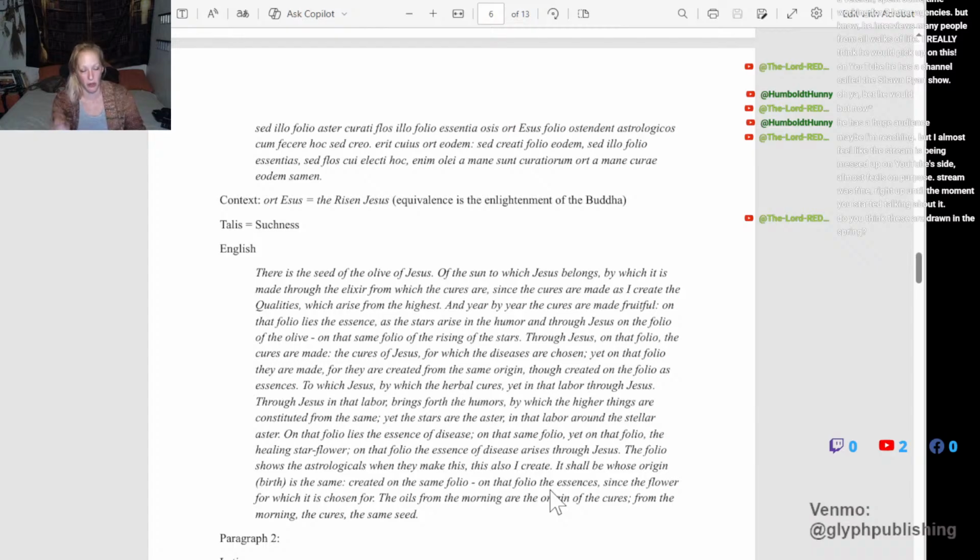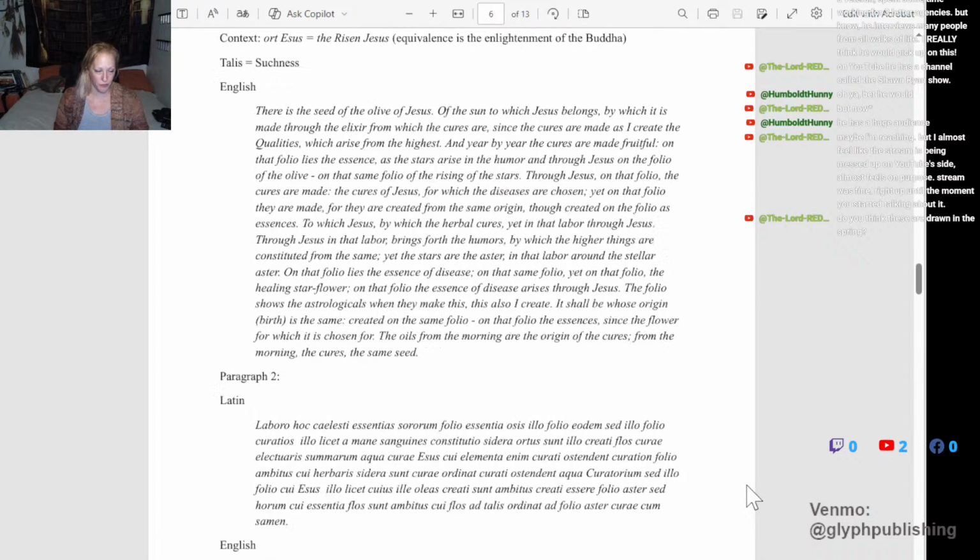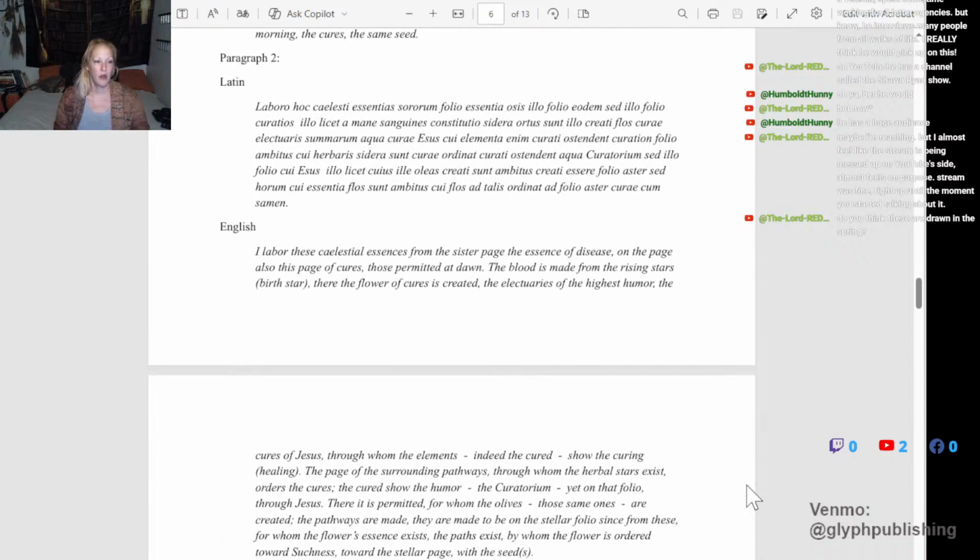This also I create. It shall be whose origin or birth is the same, created on the same page, and on that same page the essences, since the flower for which it is chosen for, the oils from the morning, are the origin of the cures, and from the morning the cures the same seed. I labor these celestial essences from the sister page, the essence of disease.